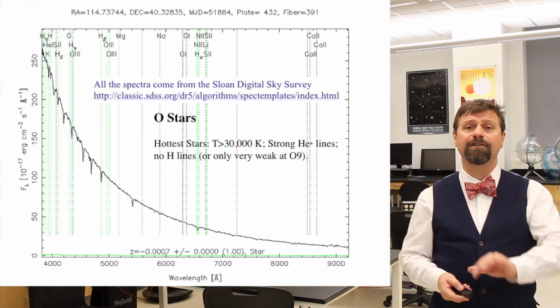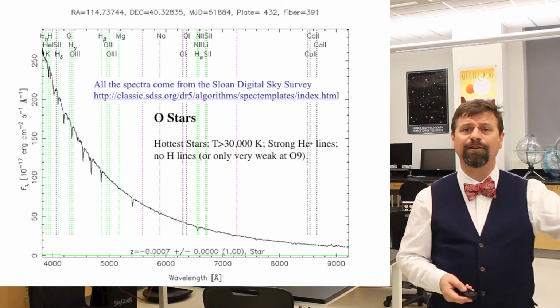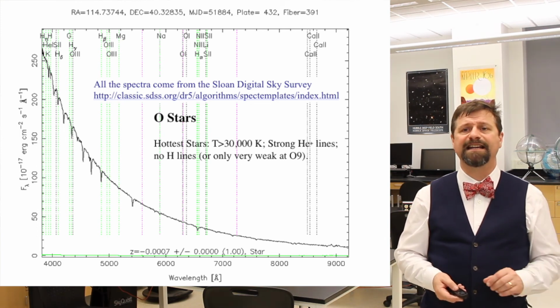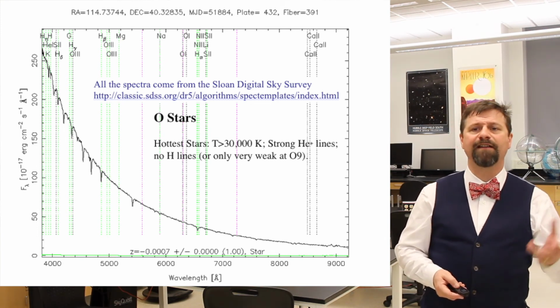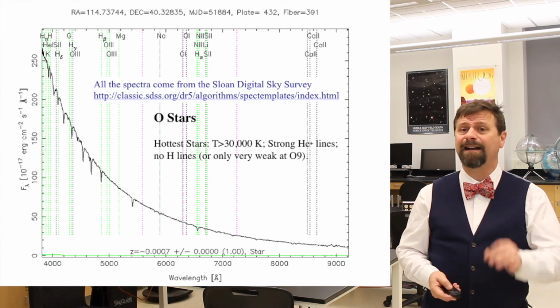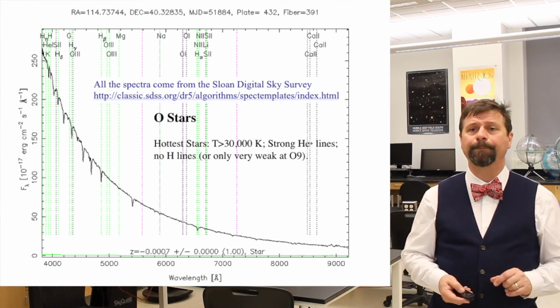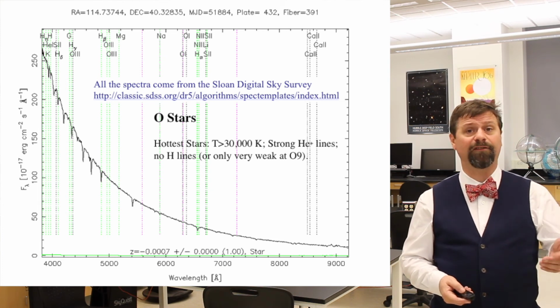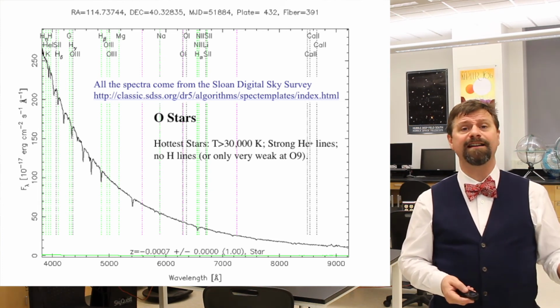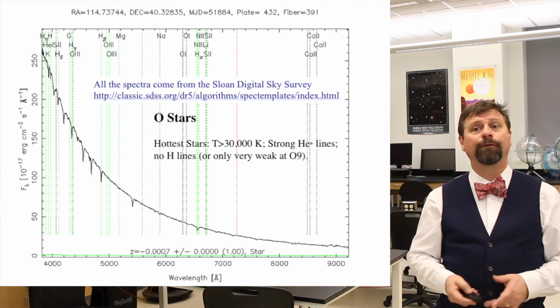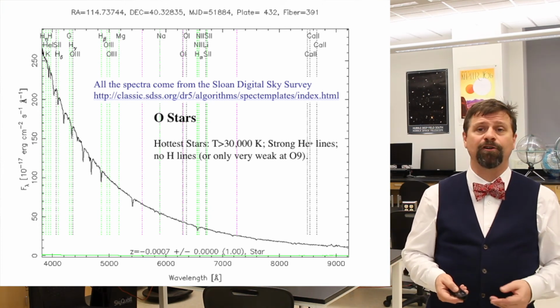So we've got the O stars, they're so incredibly hot, they peak in the ultraviolet, and they peak outside the range of the spectra of SDSS. And that means that we have very strong ionized helium lines, and the temperature is over 30,000 Kelvin. And hydrogen lines don't exist. Why? Because all the hydrogen is ionized, so you can't get absorption if you don't have an electron in the atom. So that's why you don't get hydrogen absorption in O stars.